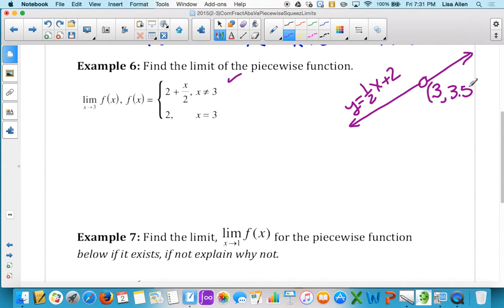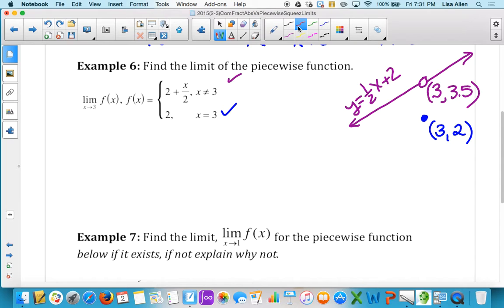I'll just leave it as 3.5. But then the second part of it is saying that the function value is 2 when x is 3, so I'm going to put that down here. So you have this point that's just sitting out there, a point of singularity, as they say in math, and it's just sitting by itself, okay?